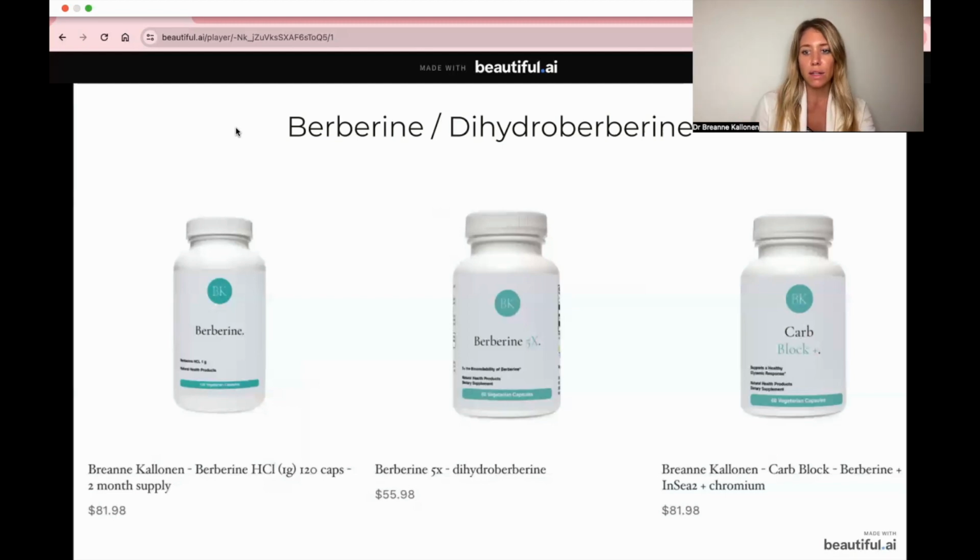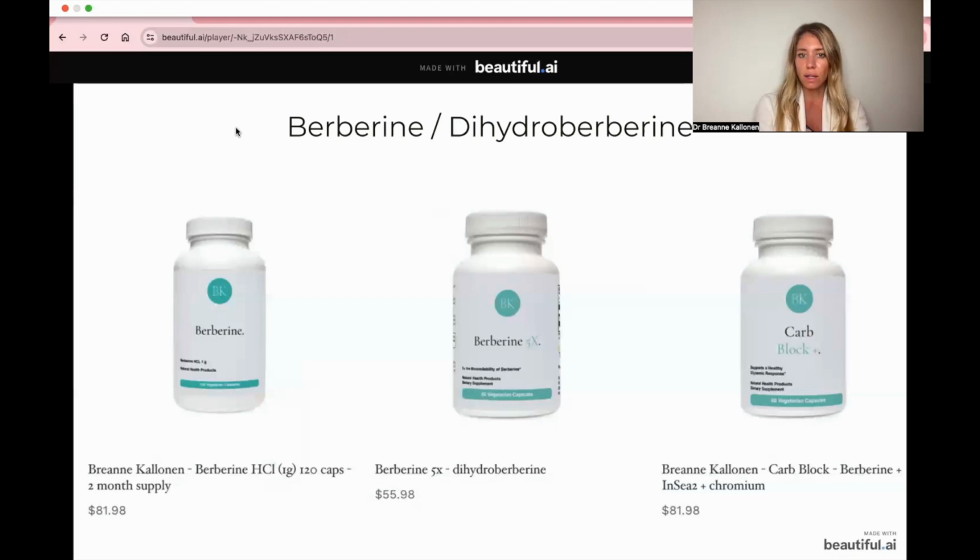The third one on the end here is a combination of berberine as well as in situ and chromium. In situ is the only natural health product that contains an enzyme that can reduce the glycemic index spike of your meal by 48.3% at the first use. So my recommendation for most individuals struggling with insulin resistance metabolic concerns is to go with the berberine HCl because this is the most research on it.